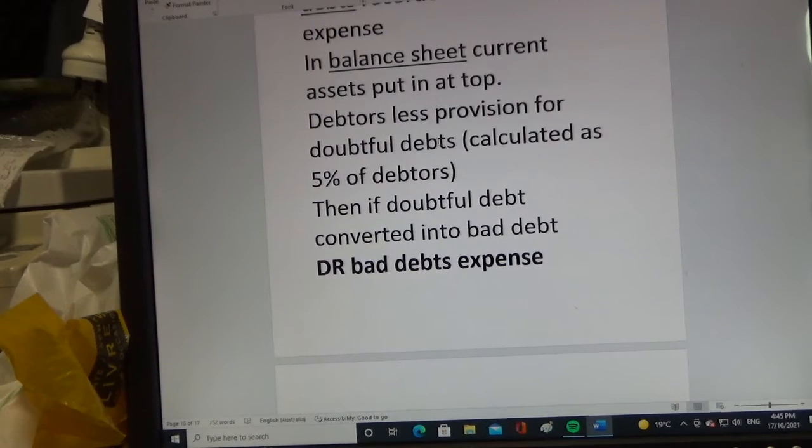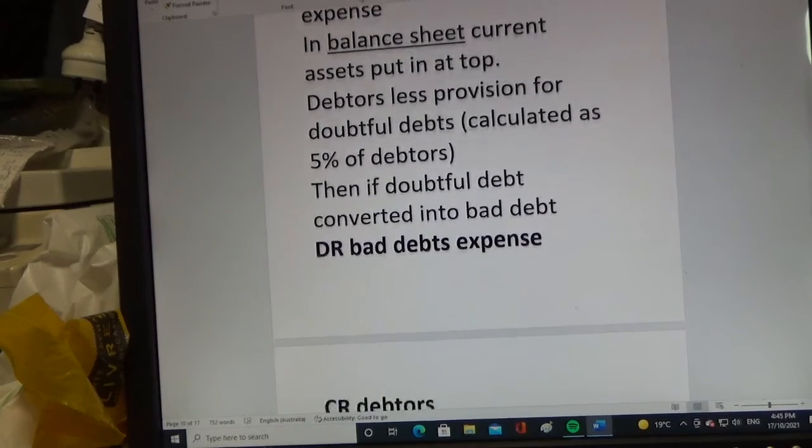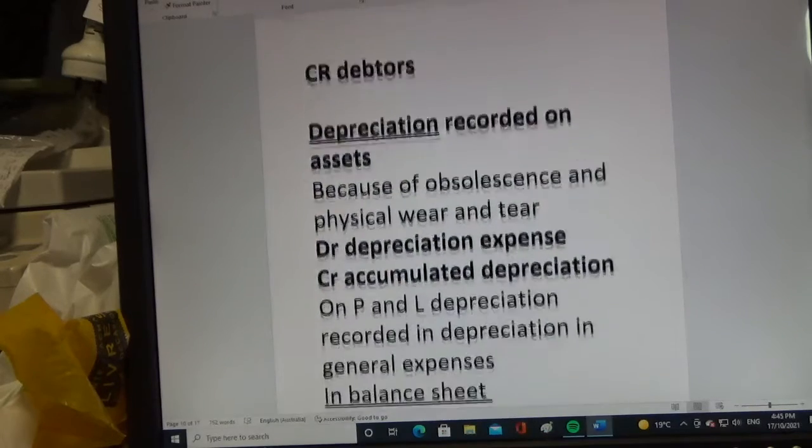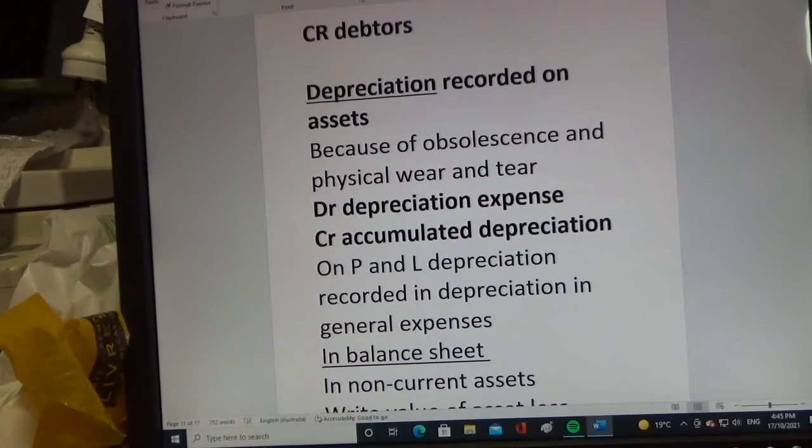Also, with doubtful debts, they usually calculate it as a percentage of debtors. They estimate how many debtors are either doubtful or I think 2% might be bad debts. It's an average. They get to know their averages on doubtful debts and bad debts. I've got a presentation on depreciation too. Why there's depreciation: obsolescence, physical wear and tear. That's the general journal entries.